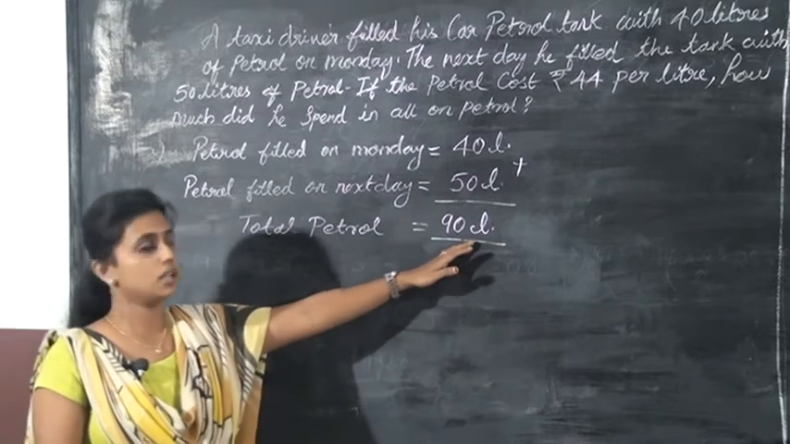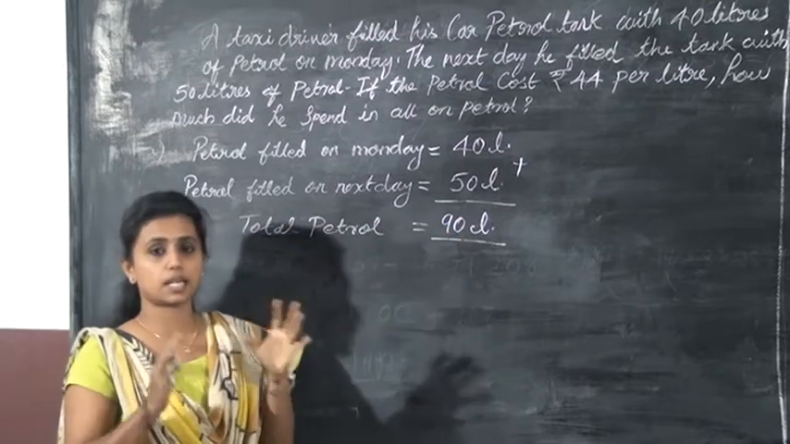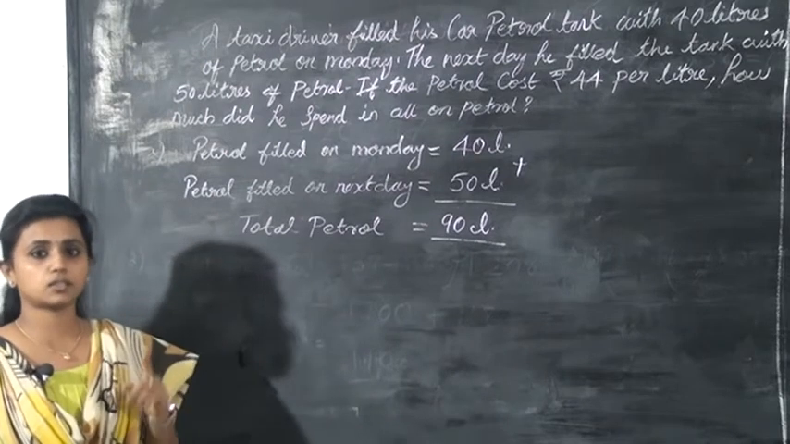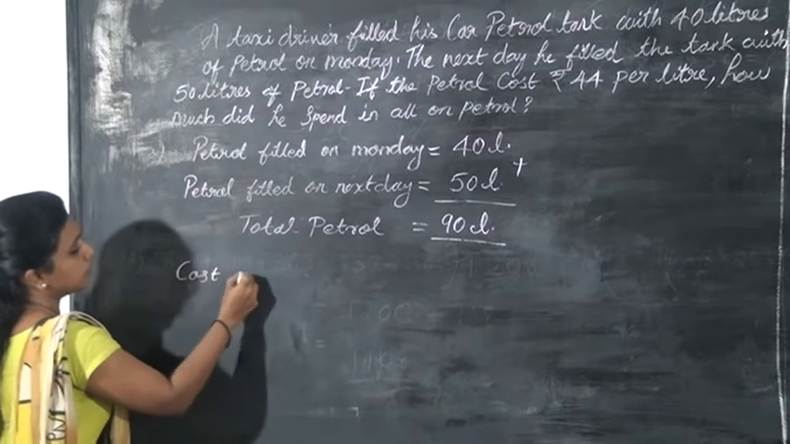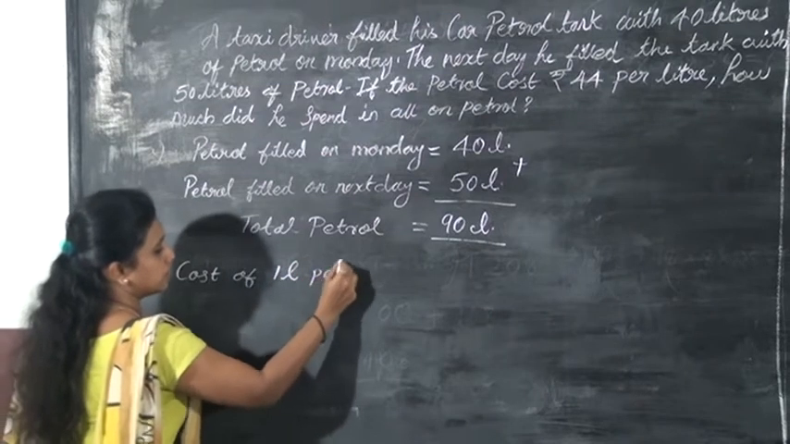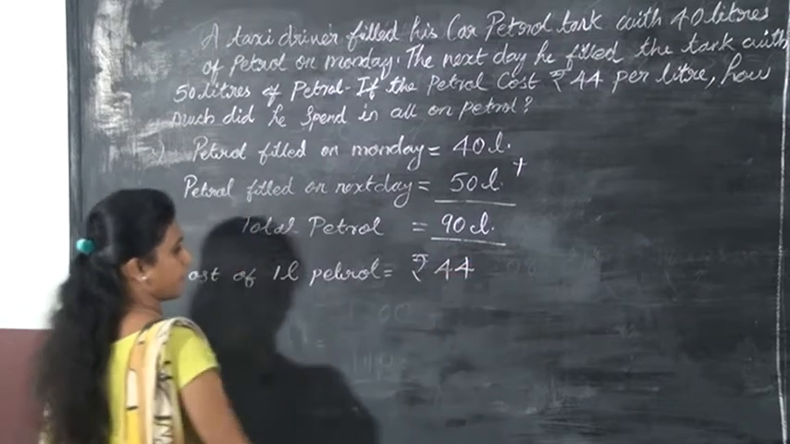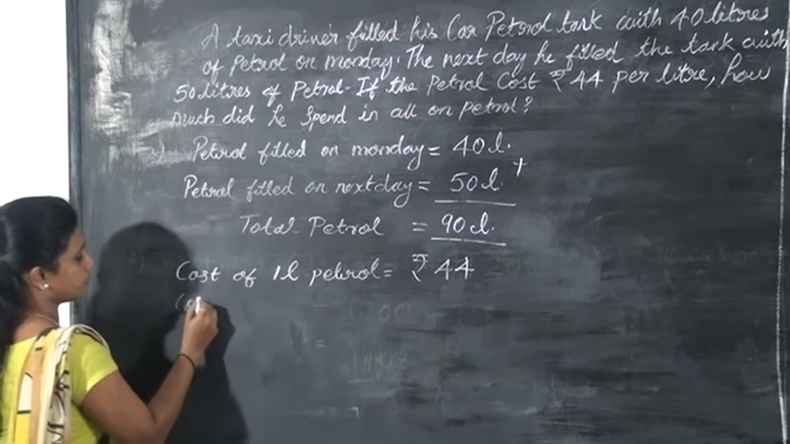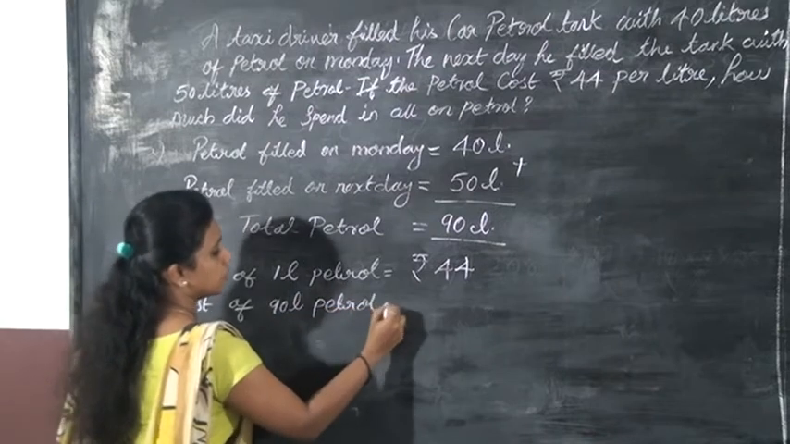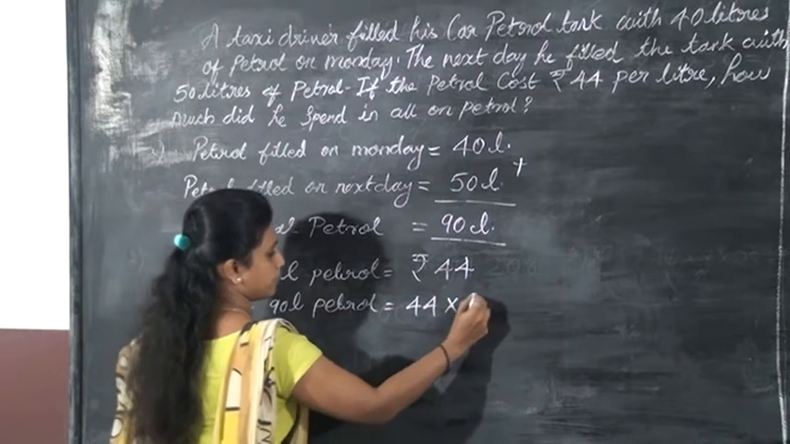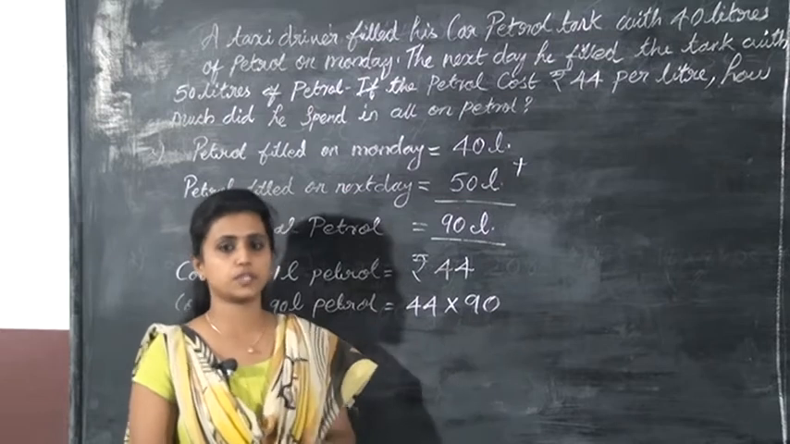Now what we want to find? We want to find the cost. Here we know that the cost of 1 liter petrol is 44. So let's write the statement. Cost of 1 liter petrol is rupees 44. So what about the cost of 90 liters of petrol? 90 liter of petrol means you want to multiply this number by 44. Okay, 44 into 90. We can do direct multiplication, but here we are using the simplified method.